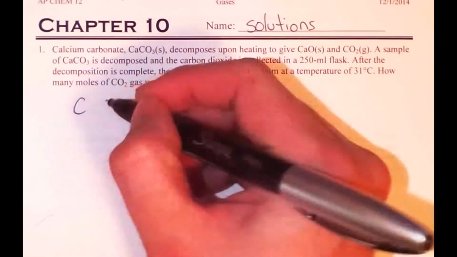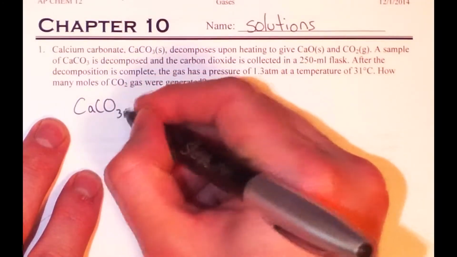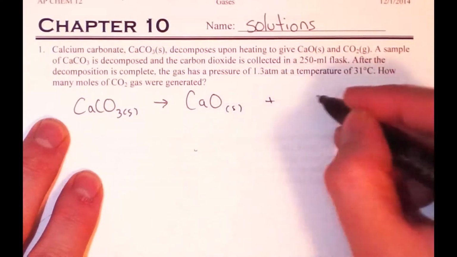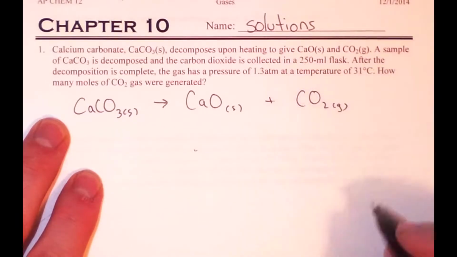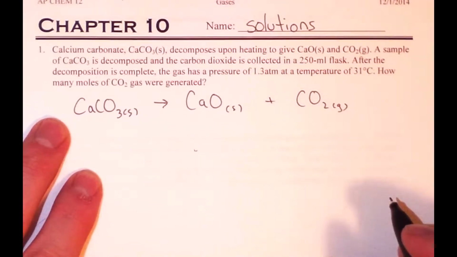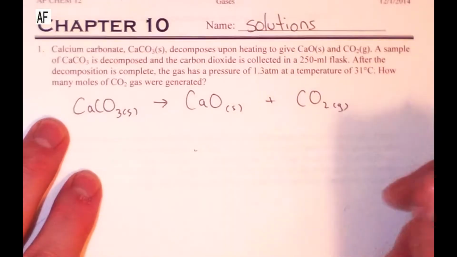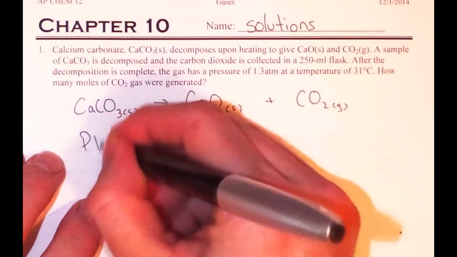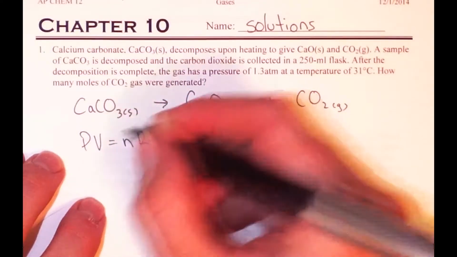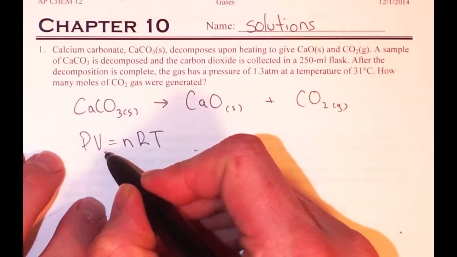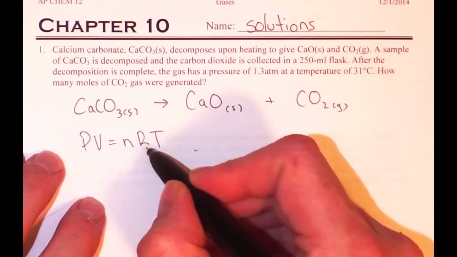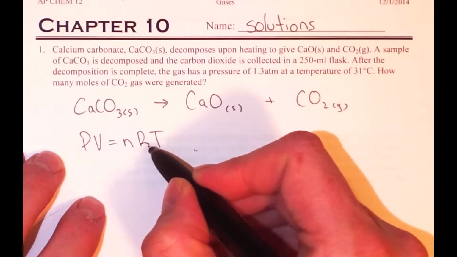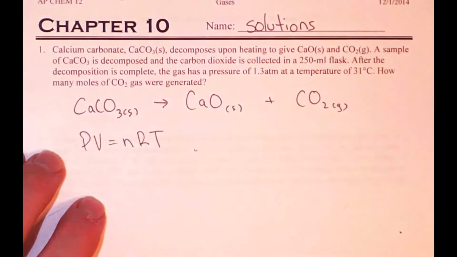So first thing we're going to do is write out what we believe to be happening. Calcium oxide, which is a solid, plus CO2 gas. Give it a quick look, and it looks like we are balanced. Next up, we know that the ideal gas equation is PV equals nRT. We have pressure in atmospheres times volume in liters is equal to the number of moles times the ideal gas constant, 0.08206 liter atmospheres per mole Kelvin, and temperature in Kelvin.